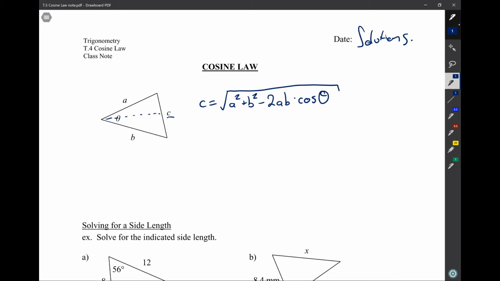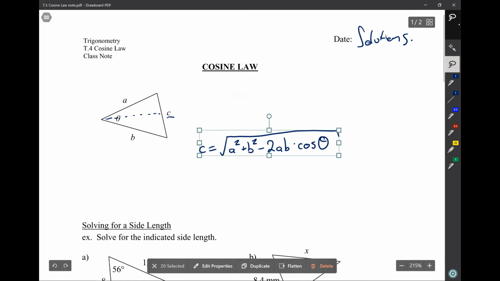That's what it looks like, and that might look a little bit intimidating, but we know how to square a side length, we know how to square another side length, and we know how to multiply things together. This is simply multiplying the number 2 times the side length A times B times the cosine of theta. You'll see how it works in a moment, but it is fairly straightforward, even if the formula itself looks a little bit intimidating.